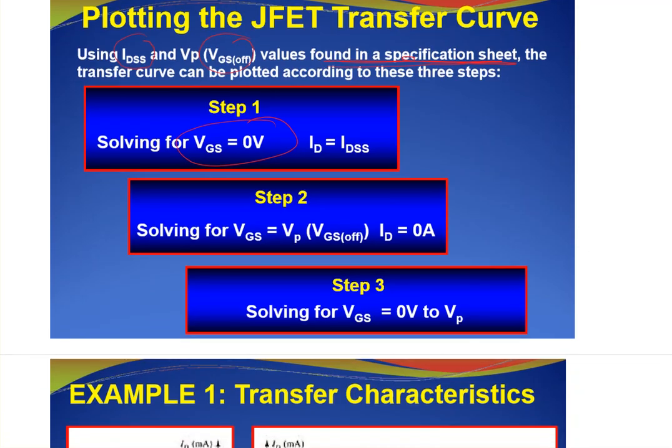Step number 2, we said that we will solve for this case, which means that I will substitute for VGS the value VP, which is the maximum value we have. In the equation, VGS over VP, and 1 minus here, multiplied by IDSS. So if VGS is equal to VP, then this will be 1, and therefore 1 minus 1 is equal to 0, and therefore I have ID equal to 0.